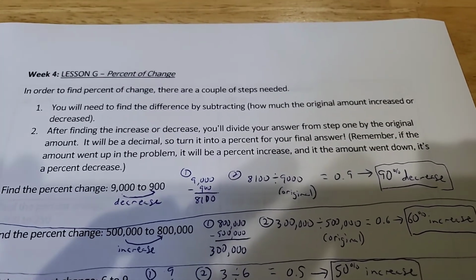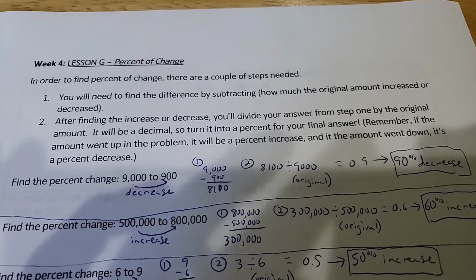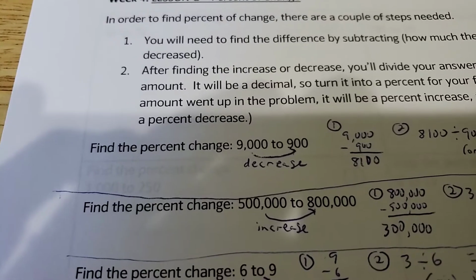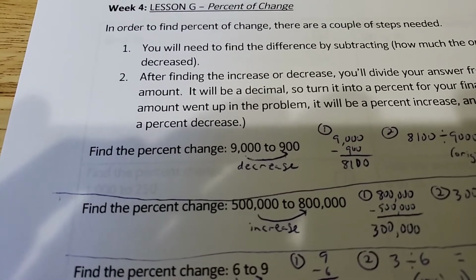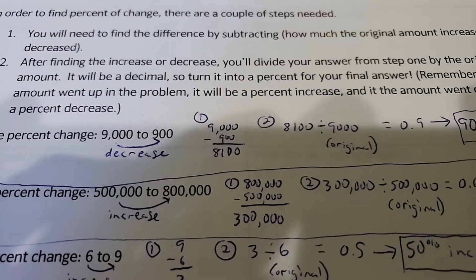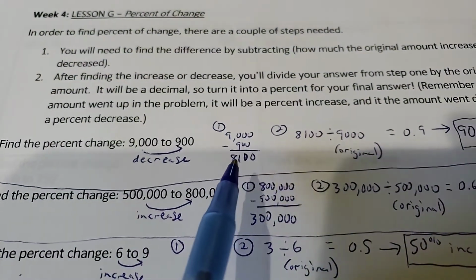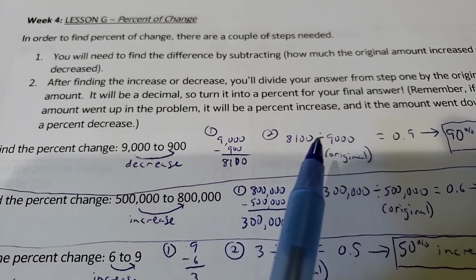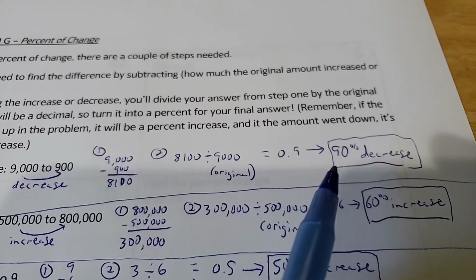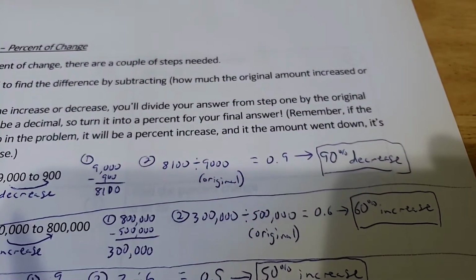Remember, if the amount went up in the problem, it will be percent increase. If the amount went down, it's a percent decrease. All right, so find the percent change of 9,000 to 900. Now, of course, that's a decrease if you go from 9,000 to 900. So you subtract, and you went down 8,100. So you take that difference now, that's step 1, take that difference that you just found and divide it by what you started out at. 8,100 divided by 9,000 gives you 0.9. Slide the decimal 2 places to the right, and you get a 90% decrease.